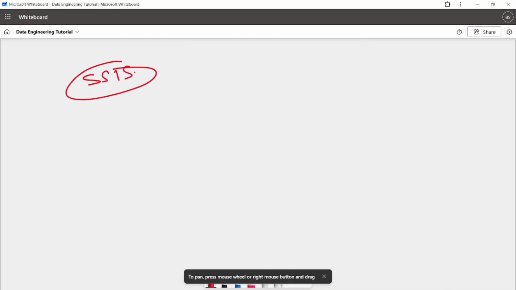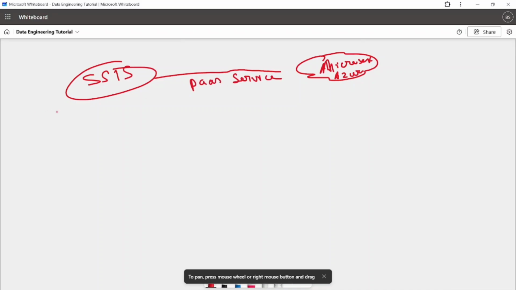So this is the SSIS, which is migrating to Microsoft Azure. This is a PaaS service. SSIS is on-prem, and this one is cloud.